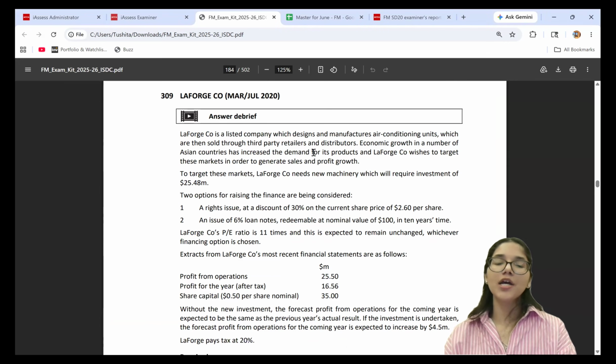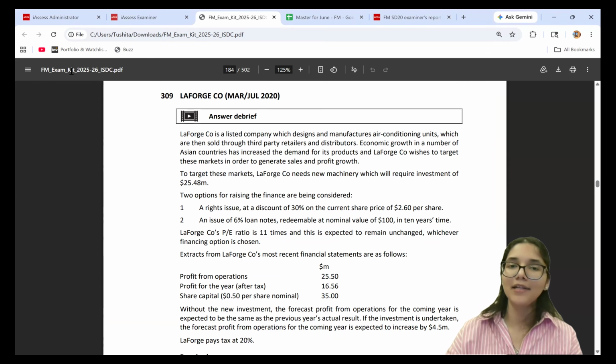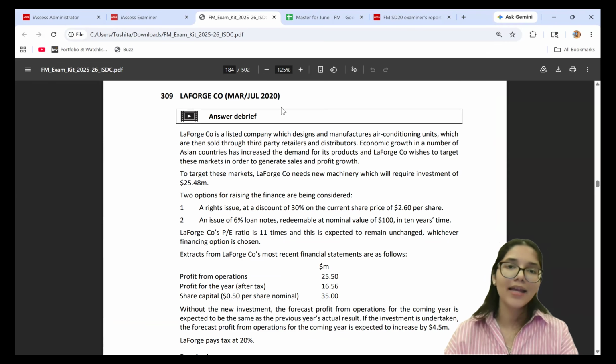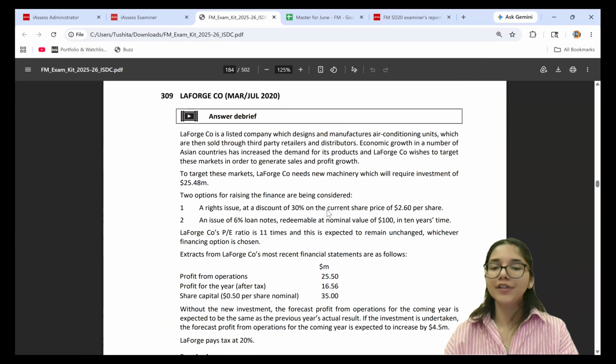This is LaForge Company, and as you people can see, you will find this question in the Kaplan exam kit very easily. This is also a past paper question that came up in the March-July exams of 2020. So what's the first thing that I should be doing over here, guys? Should I read the case study? Yes, I should be going ahead with the requirements first.